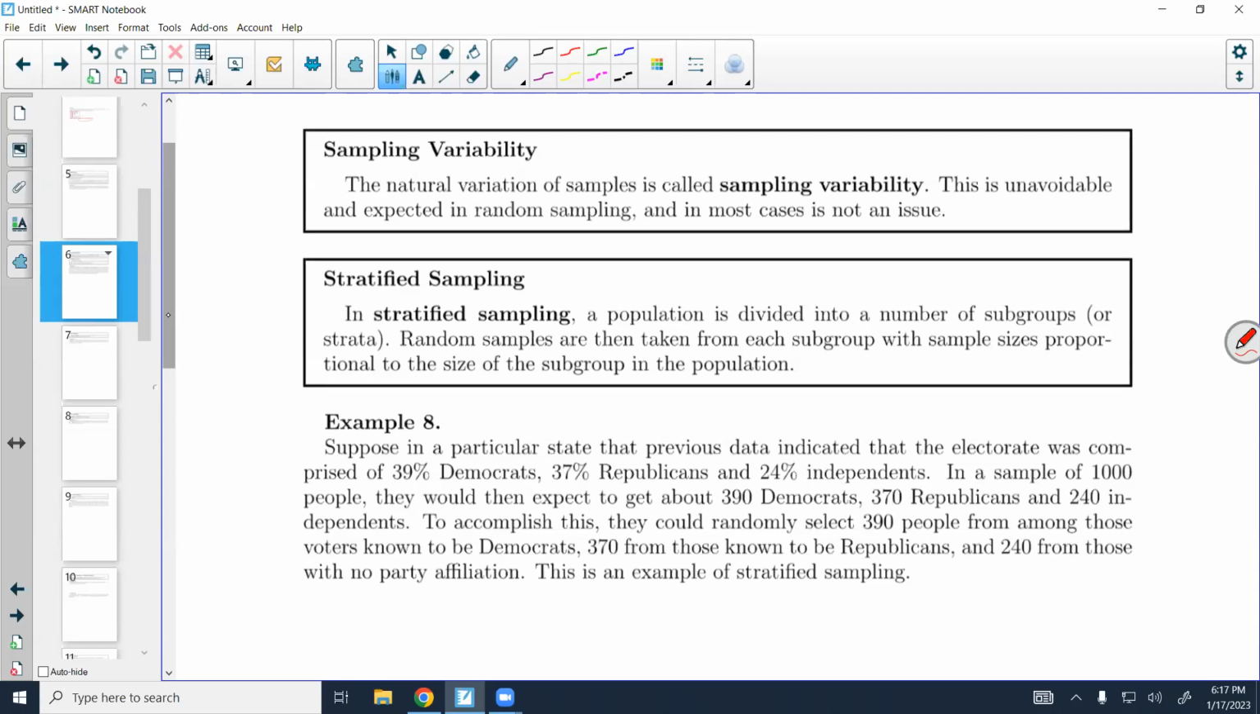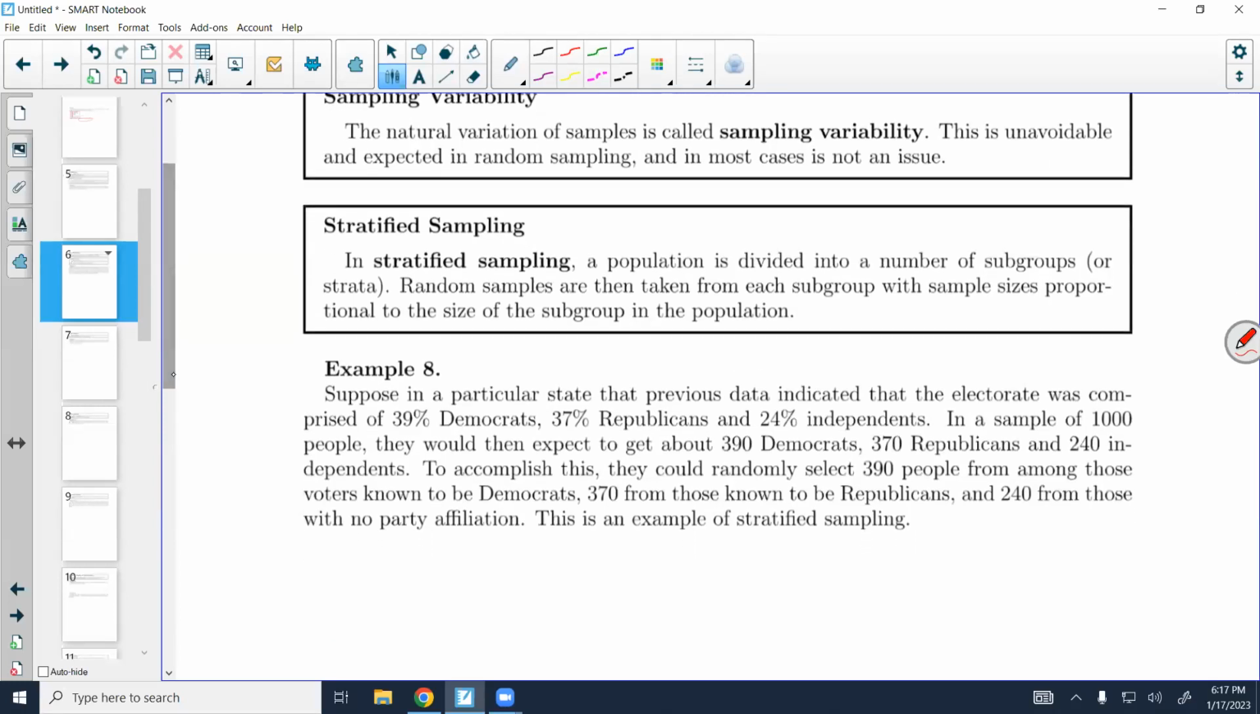In most cases, it's not an issue. Okay, so now we're going to look at different ways to do sampling. First one is stratified sampling. In stratified sampling, the population is divided into a number of subgroups or strata. Random samples are then taken from each subgroup with sample sizes proportional to the size of the subgroup in the population.